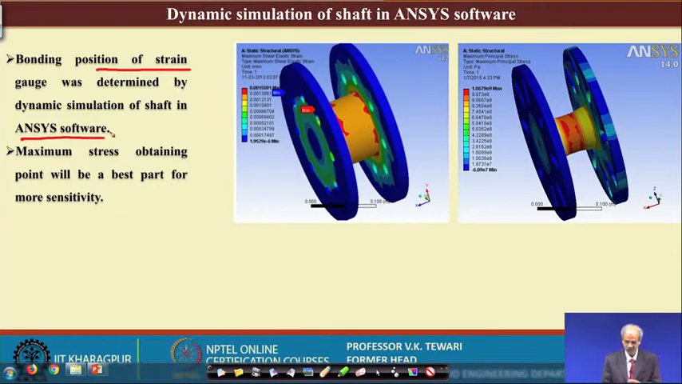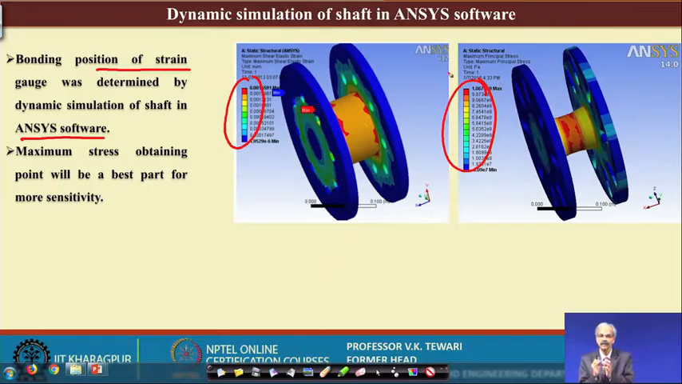So, ANSYS software was used, and then we could know where those locations are, and where the values are. You can see here the locations where we are in a better position to understand, if we fix the strain gauges, we will be able to get a larger or a good value of response. So, that we have tested using the software, and we have modeled it.